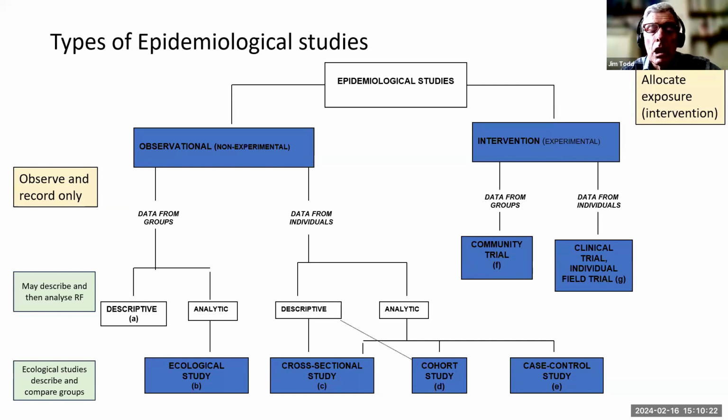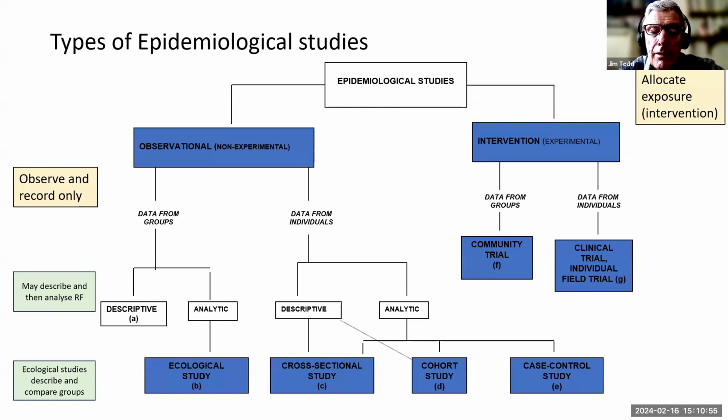So observational studies, we don't do anything with the population that we're looking at. We just observe and we record our outcomes there. On the other hand, on the other side of this picture, there are the intervention trials, where we might allocate an exposure, we might allocate an intervention, and we say some people receive this intervention and some people don't, or some people receive this treatment and some people receive a different treatment.